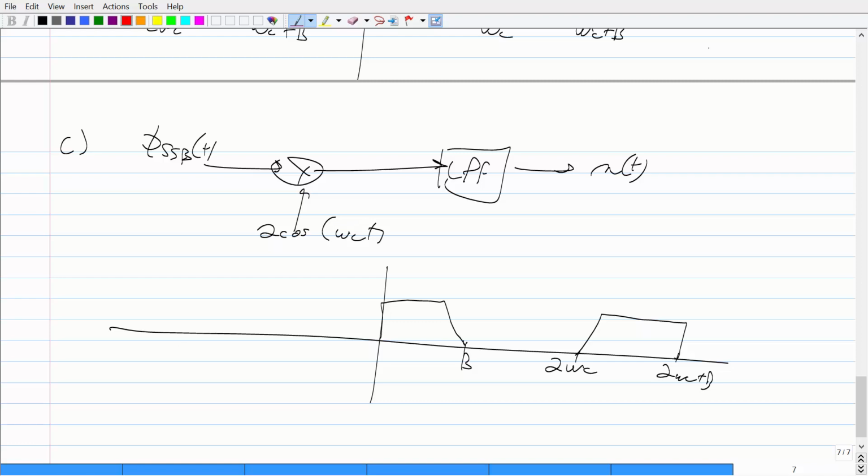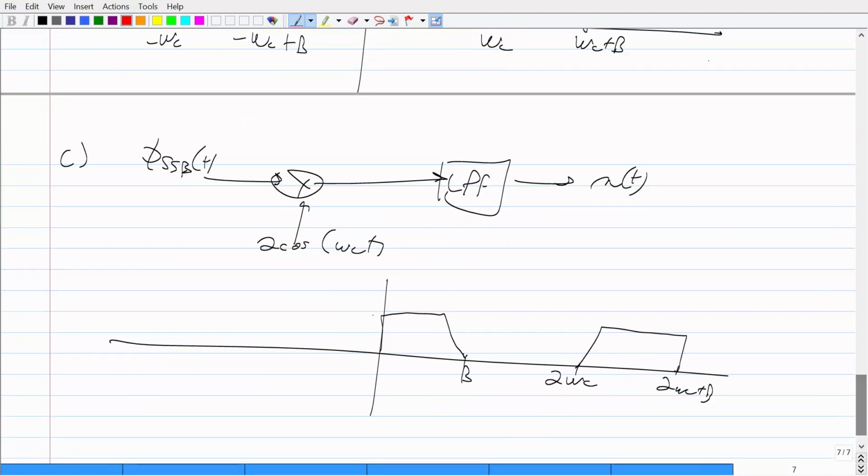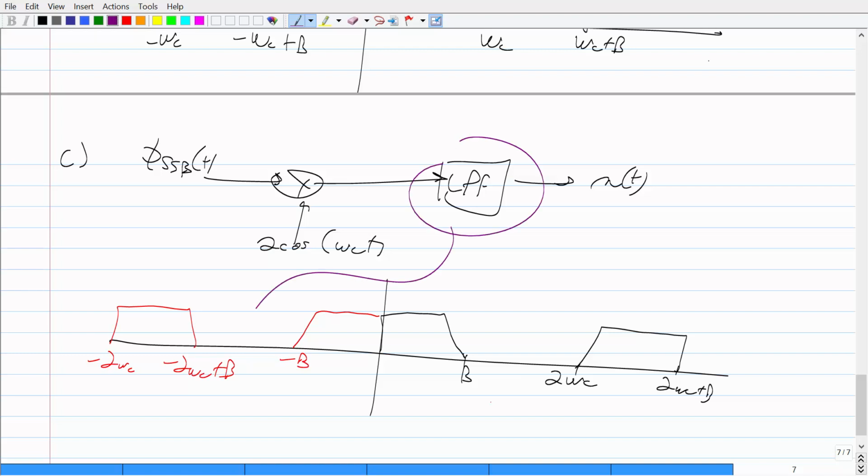So we got 1 here, and then another one over here like that. And this is minus 2 omega C, and then this is minus 2 omega C plus B. And then when you apply a low-pass filter, so this is between minus B and B, you apply a low-pass filter, you get that, and then that's gone. So that's how you do it.